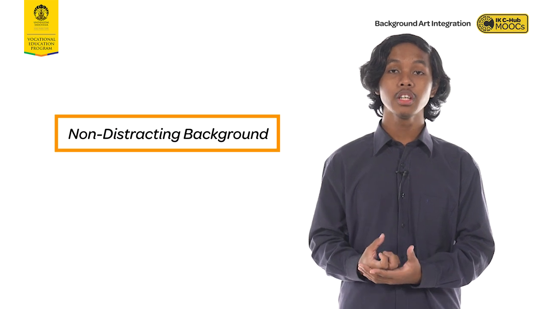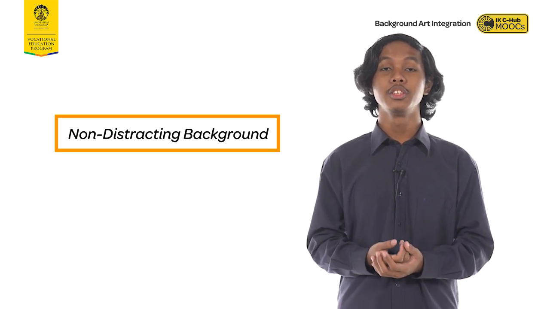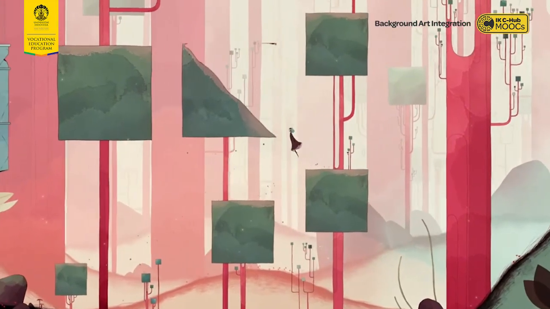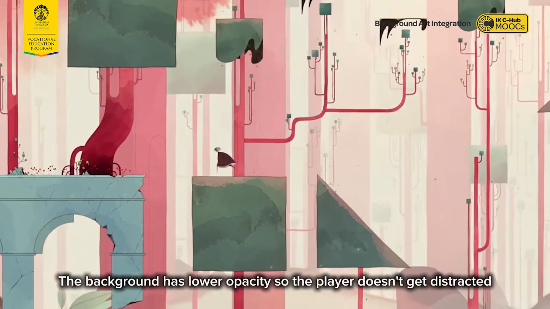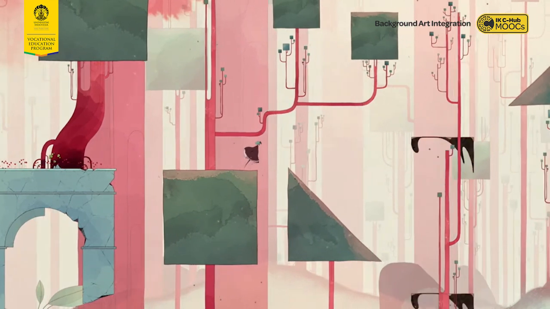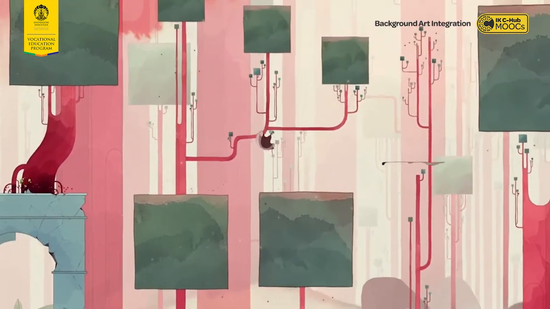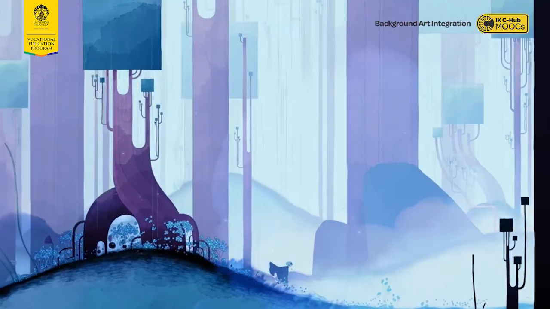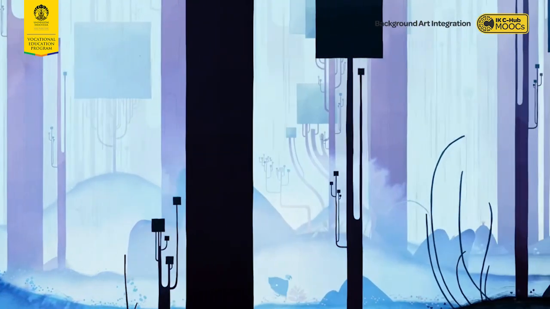Second, ensure that your background isn't distracting. A background should be visually appealing, but not overpowering. Players should be able to easily distinguish their characters, enemies, and attractive objects. If the background is too busy, it can make the gameplay frustrating.